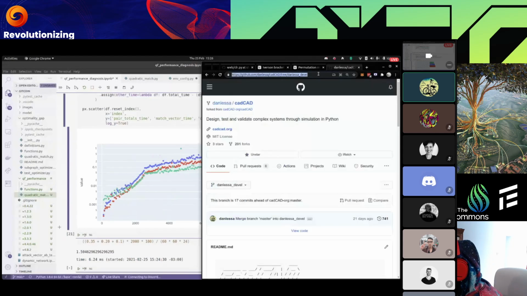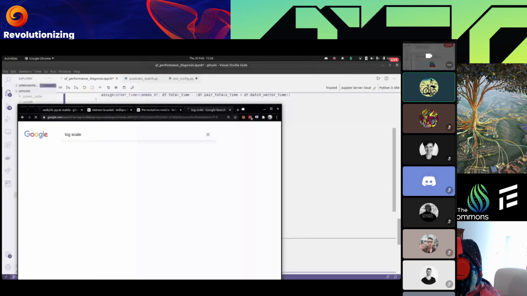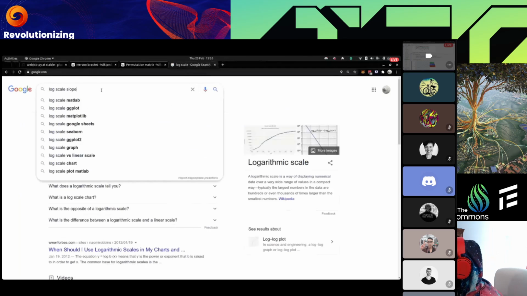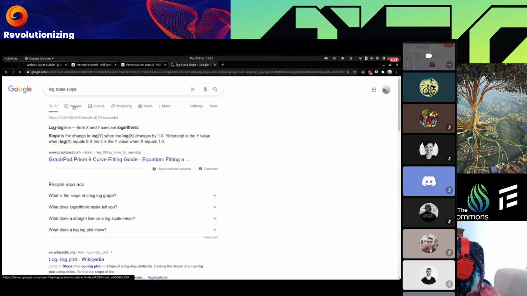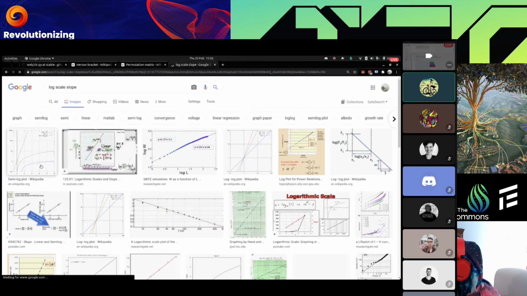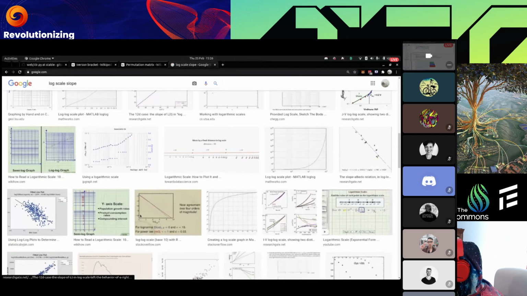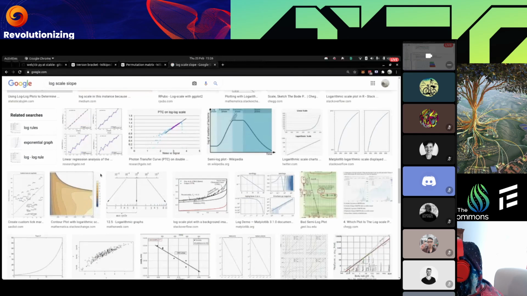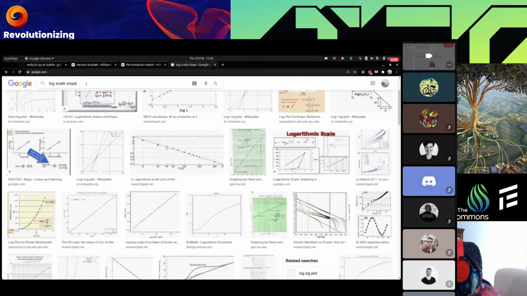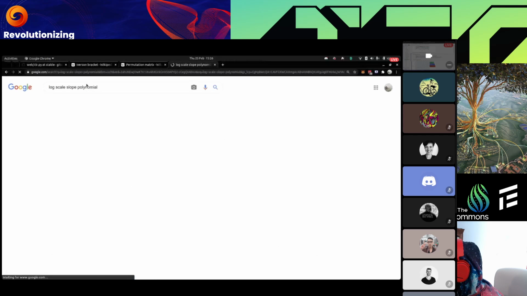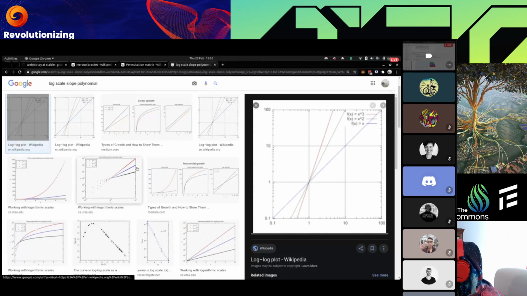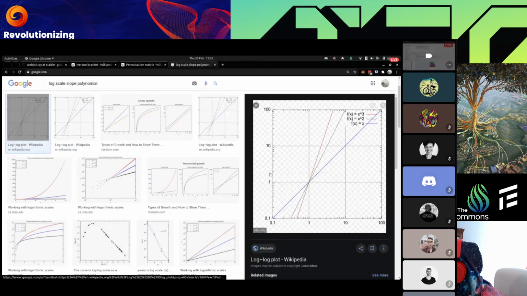So just to show about that, let me see if I can find something about that. So, log scale slope. This is super interesting. Let me see if I have something ready here. Polynomial. Okay, I think that this makes the message. So can you guys see here that we have a log scale on both the axes? The vertical and the horizontal.